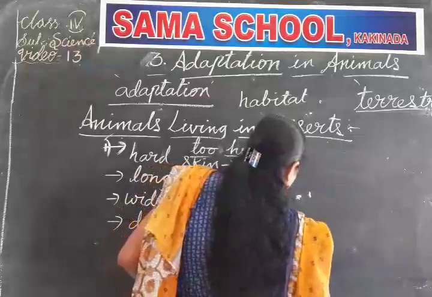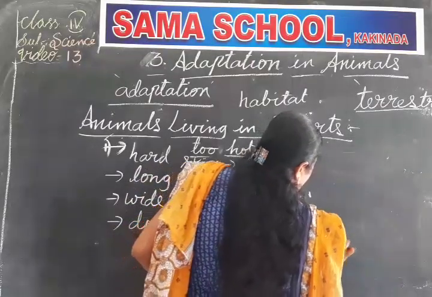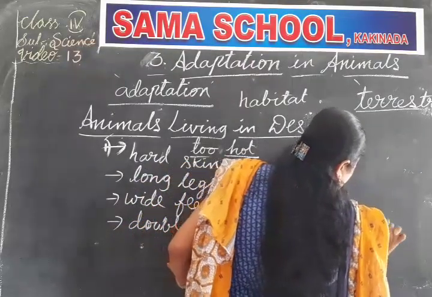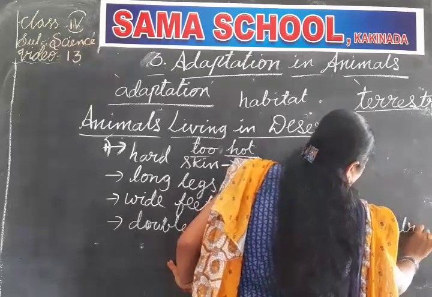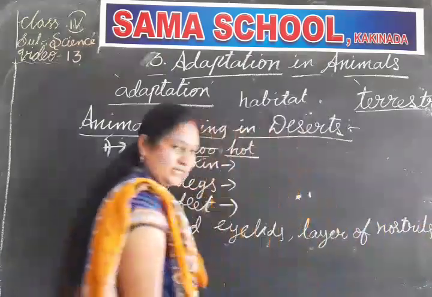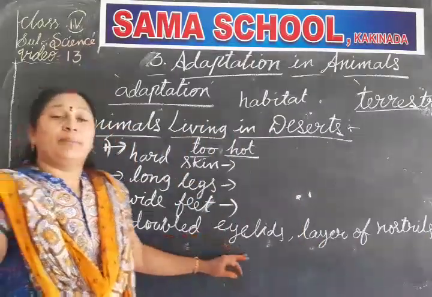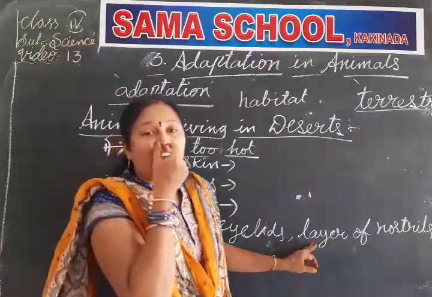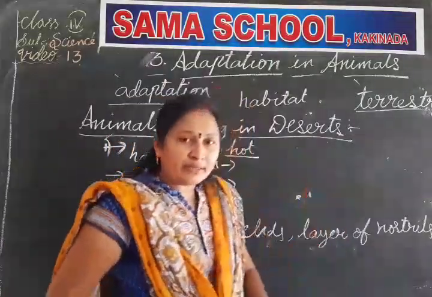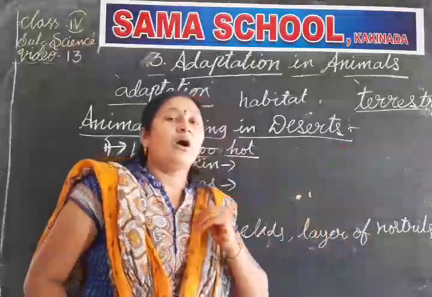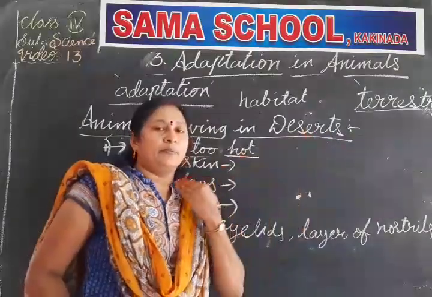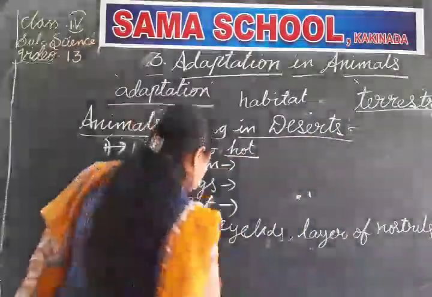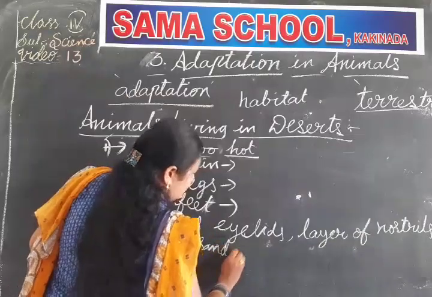So the eyelids and the layer of nostrils. It has doubled eyelids, and the layer of nostrils protects the camel from the hot sand blowing.